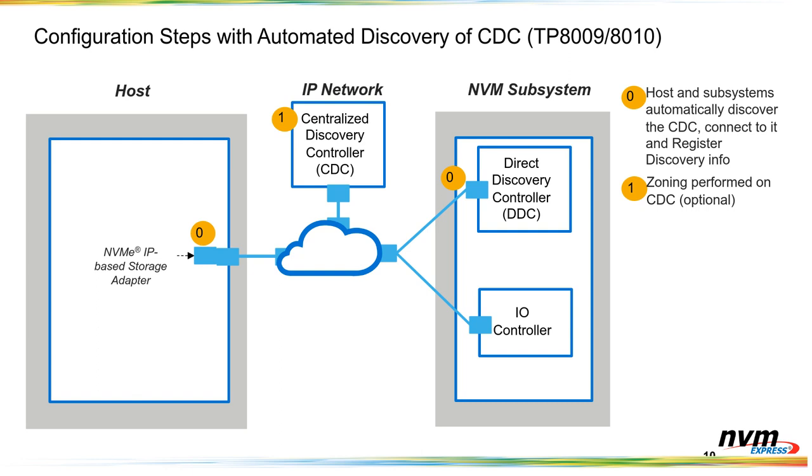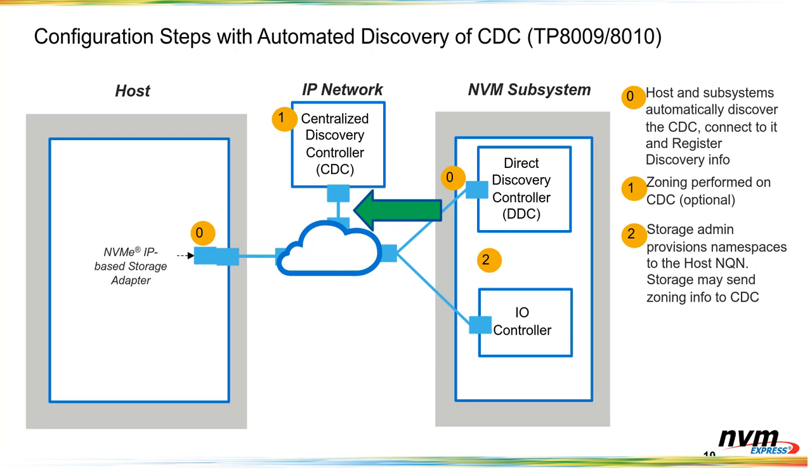an admin can go and perform zoning like you would see with Fibre Channel. Once the zoning is done, the host has been given access to specific subsystem interfaces. All of a sudden, that's great. Then the storage admin can provision namespaces to the host NQN. Alternatively, instead of manually configuring the zoning on the CDC in step one, the storage admin, after they provision the namespaces, could send zoning information to the CDC and have the zoning updated automatically. That functionality is called subsystem-driven zoning.